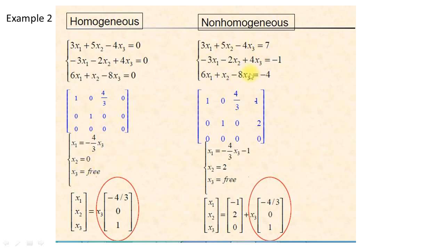Now this is the non-homogeneous case. For the non-homogeneous case, first of all write this system in the augmented matrix form, and then convert the augmented matrix to reduced row echelon form by using some row operations. We obtain 1 0 4/3 | 4, 0 1 0 | 2, 0 0 0 | 0.